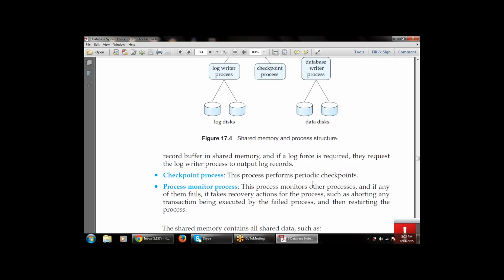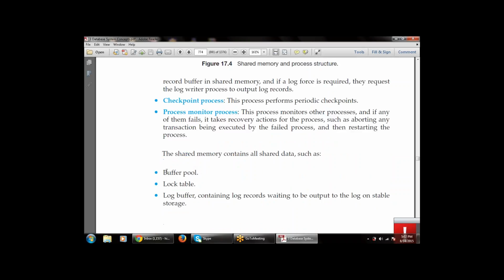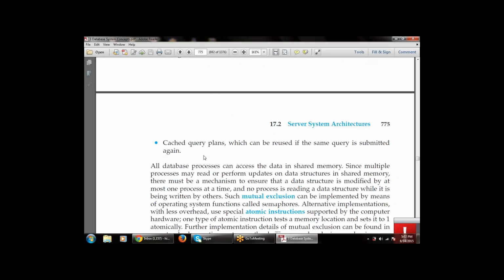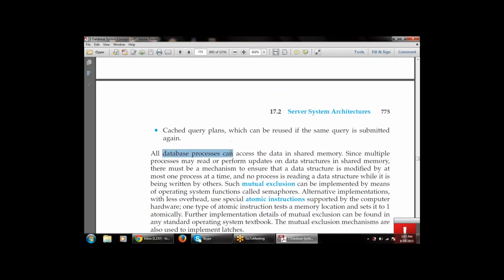The shared memory contains all shared data. So what are the various data that are available? One is the buffer pool, then the lock table, then the log buffer that contains the log records waiting to be output to the log on the stable storage. And the cached query plans that are reused if the same query is submitted again. Now all the database processes can access the data in the shared memory.